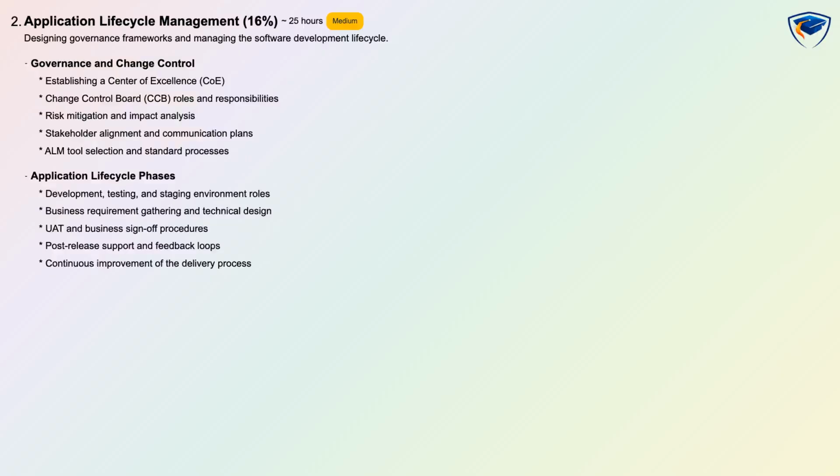Application lifecycle management is 16%, medium difficulty, estimated at 25 hours and assessed with conceptual and scenario questions. This domain focuses on governance frameworks and change control, so you will learn to establish a center of excellence and define change control board roles, risk mitigation approaches, impact analysis, and stakeholder communication plans. You will also cover the full life cycle phases including development, testing, and staging environment roles, business requirement gathering and technical design, UAT and sign-off procedures, post-release support, and continuous improvement of delivery processes.